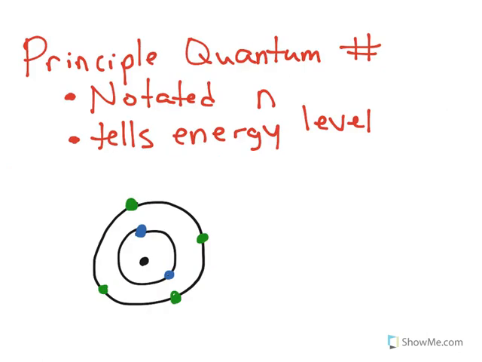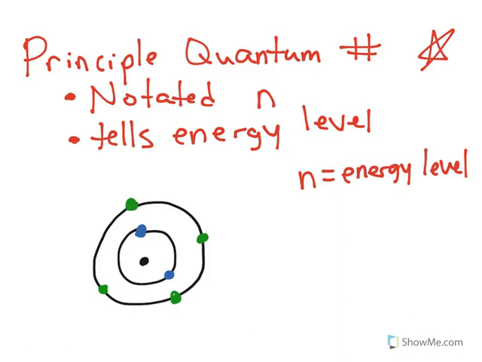So let's take a look at each of these numbers. Again, that first one is called the principal quantum number, and it is notated N. Well, just like when we were thinking about electrons and rings, N equals the energy level. That is all that the principal quantum number is telling you.